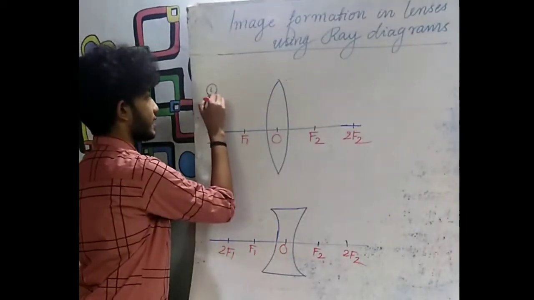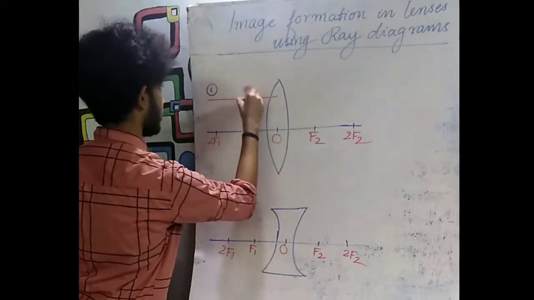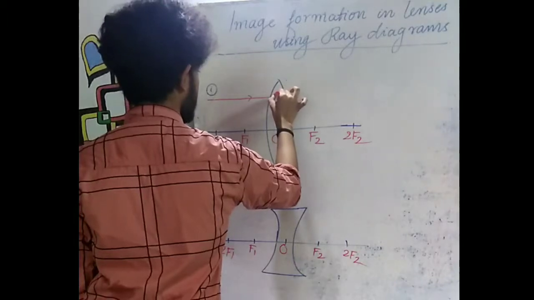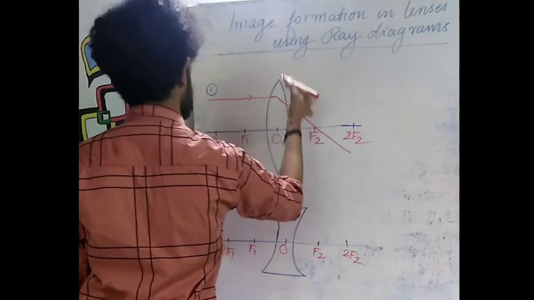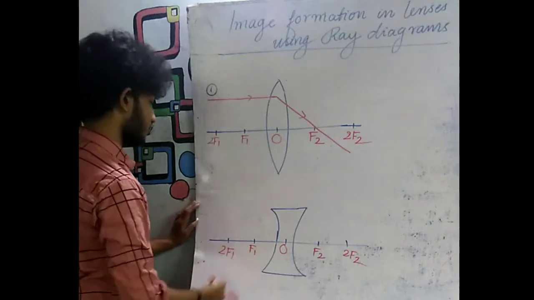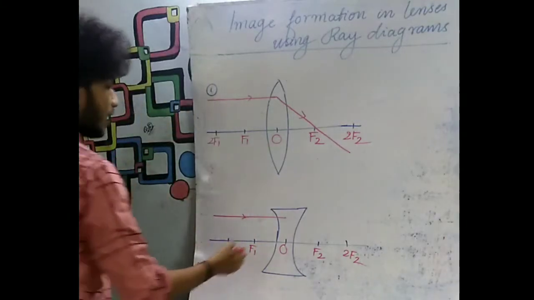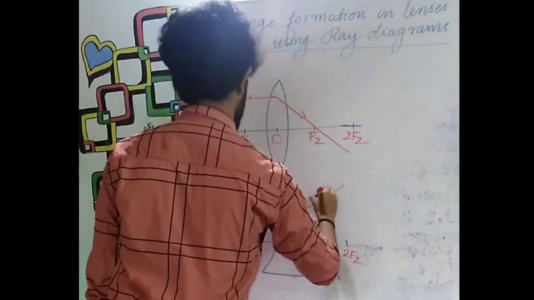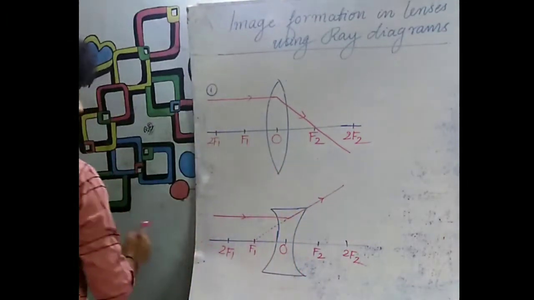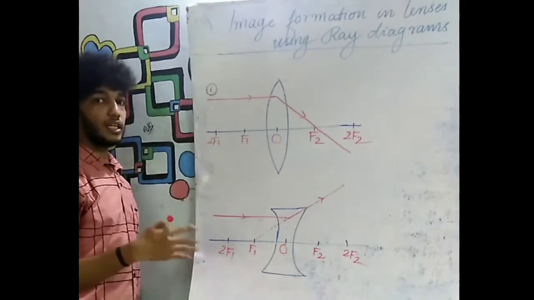When a ray of light is incident parallel to the principal axis, after refraction the refracted ray converges and passes through the principal focus. First rule. And in the case of a concave lens, when a ray of light is incident parallel to the principal axis, after refraction the refracted ray diverges, and on extending the diverged refracted ray backward, it appears to come from the focus. First rule.